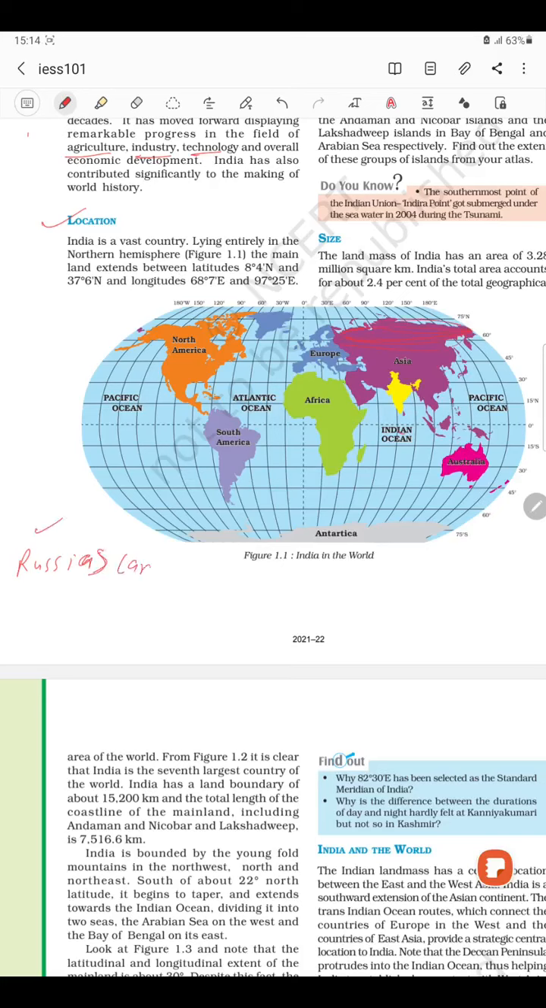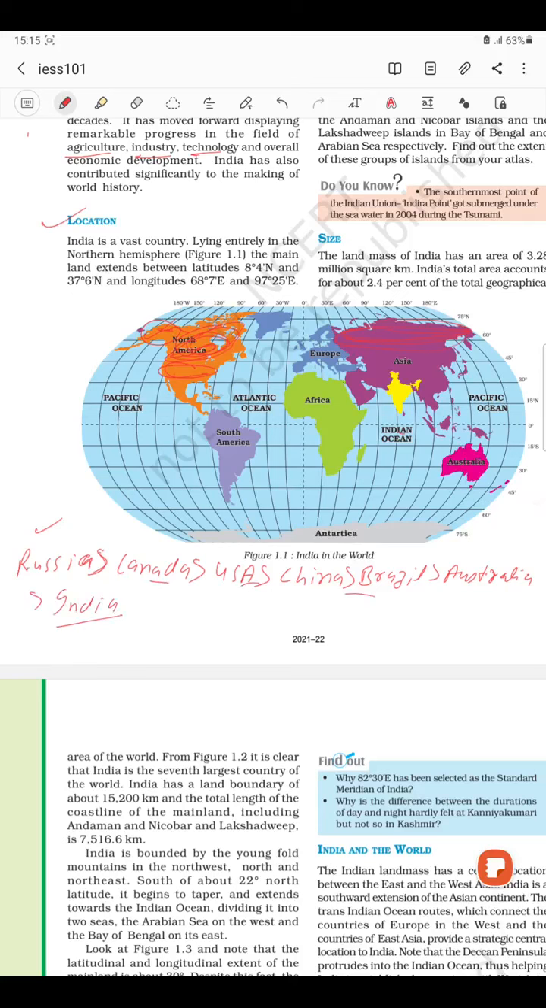Second one is Canada. Canada lies between the USA. This part is USA and this part is USA, and between these two parts, this one is Canada. Third is the USA. Fourth one is China. Fifth one is Brazil. Sixth one is Australia. And seventh one is India. So there are 6 countries which are larger than India in case of area.